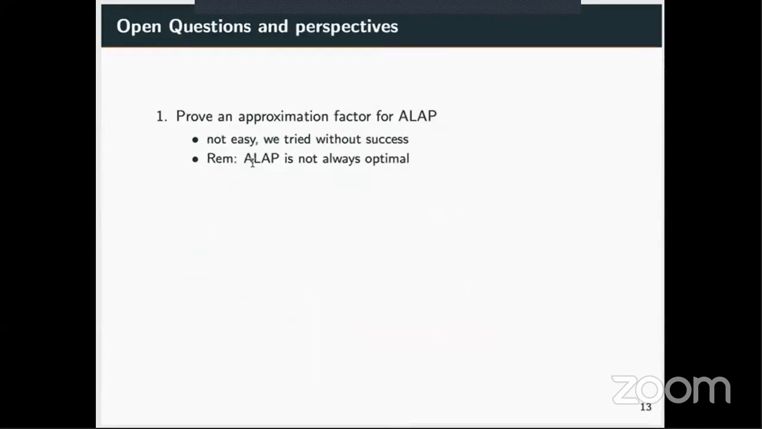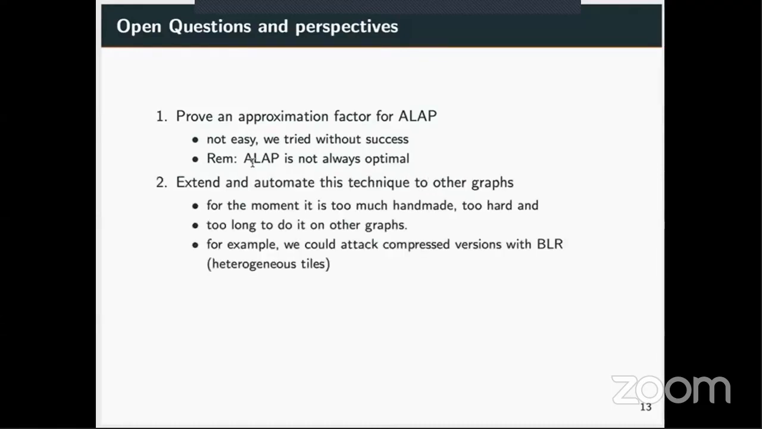The first one is to prove an approximation factor for ALAP. We have seen that ALAP was very efficient, but we have not been able to use this technique to prove this theoretically by proving that ALAP and the bound are extremely close. But we know that ALAP is not always optimal. The second perspective would be to extend and to automate this technique to other graphs. At the moment it's much too handmade, too hard, and too long to do it graph by graph. So there should be a way to automate this in order to generalize this approach.